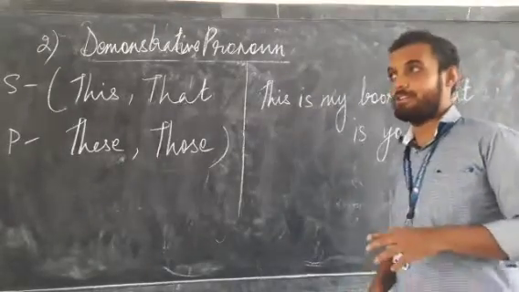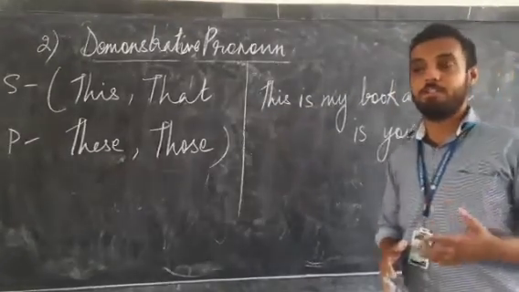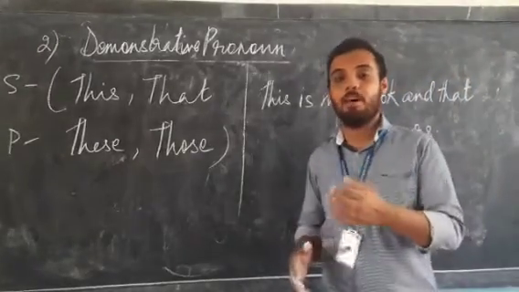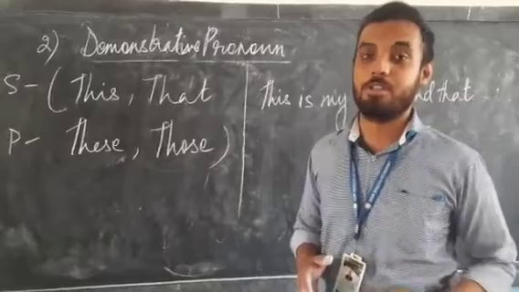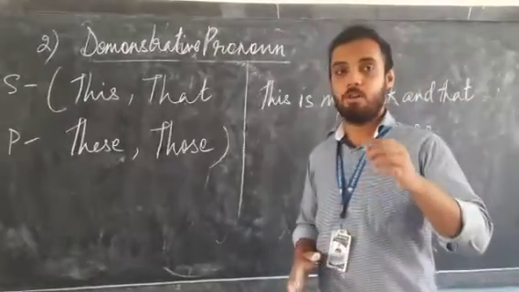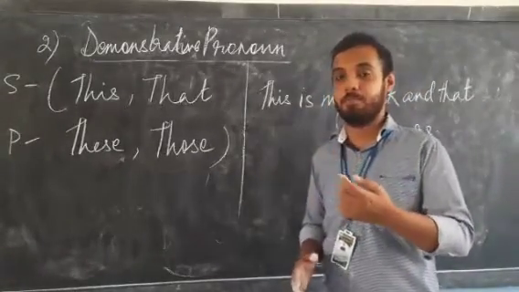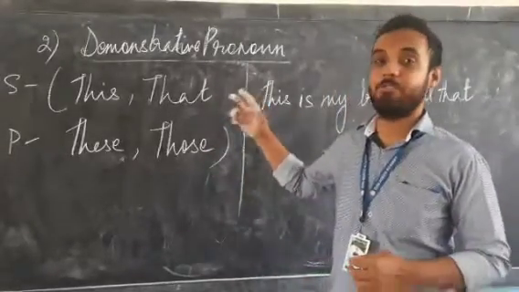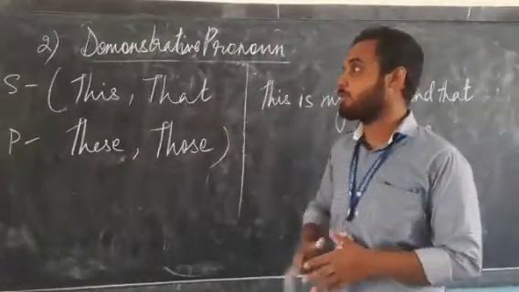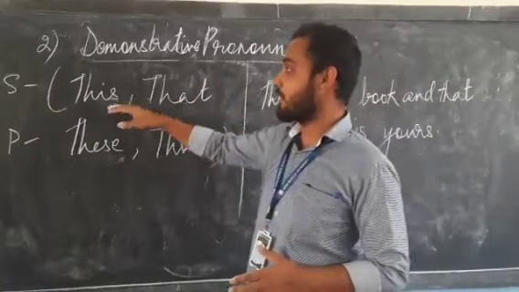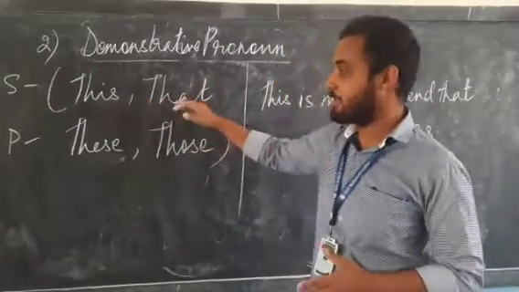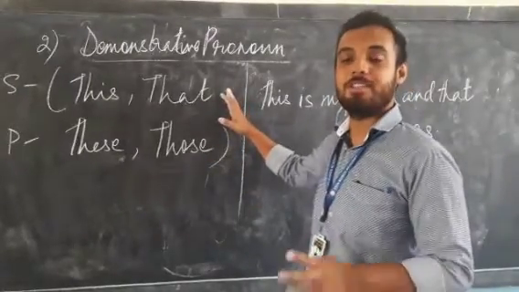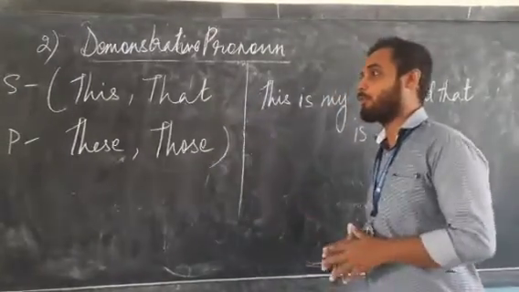So the other one is a demonstrative pronoun. What is a demonstrative pronoun? A demonstrative pronoun points out a noun to which it refers. Okay? Now we will discuss this definition later on. But first let's see what are the words that we use as demonstrative pronouns. The words that we use are this, that, these and those. These are the only 4 words that we use for a demonstrative pronoun.